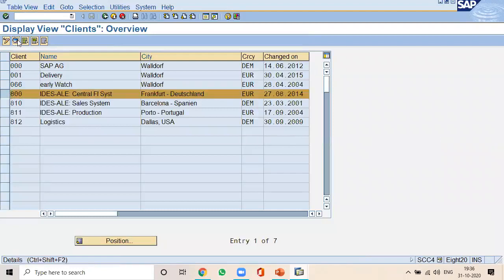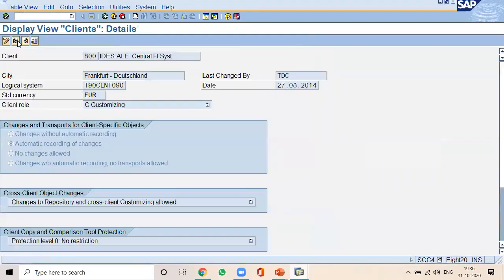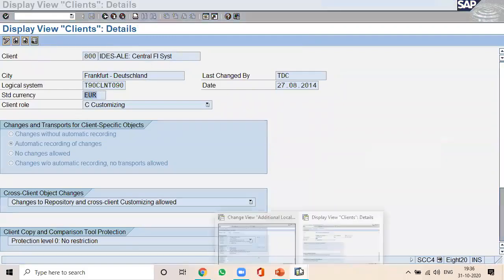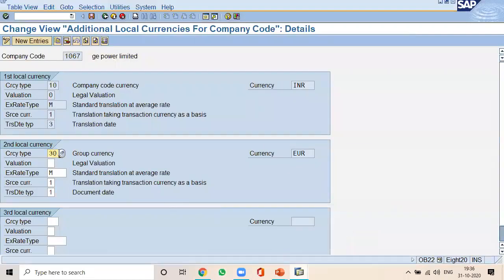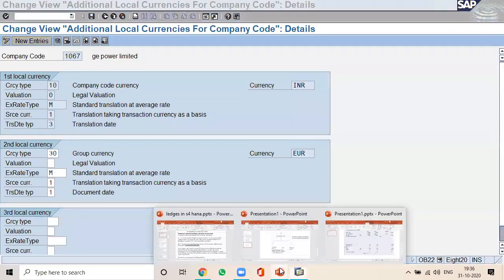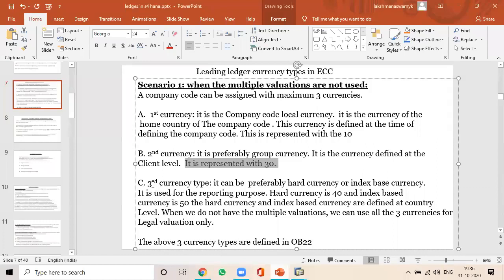So client 800 details. Standard currency, group currency, euros. Okay, so here, group currency, euros. Then third currency type. So you can use third currency type also.